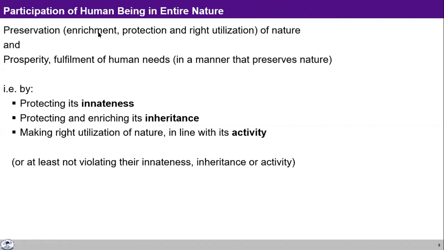So what could be the participation of human being in the entire nature with understanding? The participation is in terms of preservation of the nature and prosperity for a human being. When we preserve, then as we discussed earlier, there are three programs emerging out of this activity of preservation: enrichment, protection, and right utilization. Enrichment is to add to the quantity. Protection is to maintain the quantity. And right utilization is to utilize that particular entity for participation in the larger order in a harmonious manner.